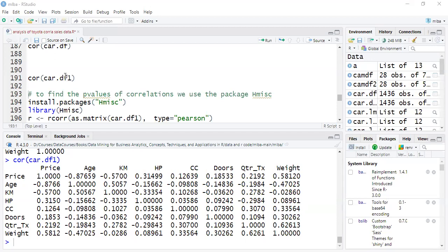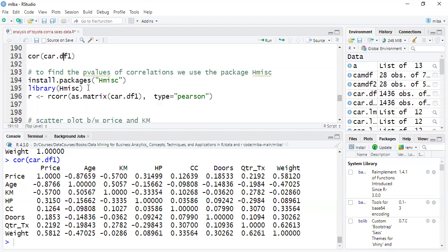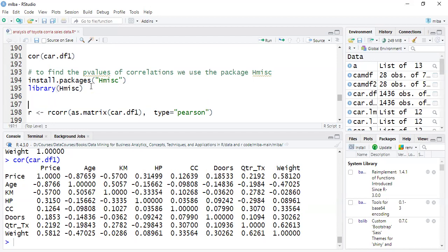Now coming to another command, by installing one library. Libraries are what? Libraries are basically external bundles in which more powers are introduced into R. So one of the packages is Hmisc. This is the package.